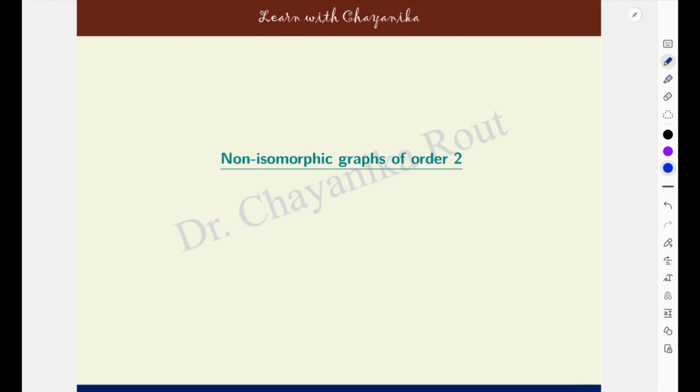They will be different graphs. You cannot draw any one of them in the same structure as the other. So they have to be non-isomorphic. In how many ways can you draw such graphs of order 2? That is our question basically. And do remember, we are dealing with simple graphs only in the entire concept of isomorphism. So here our job is to draw simple graphs having order 2.